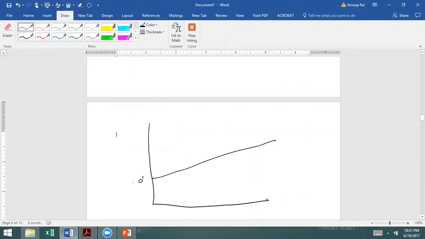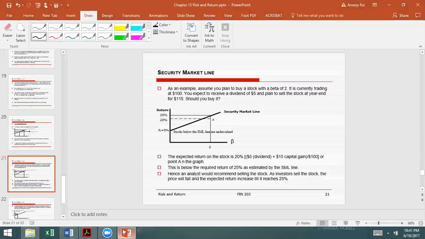Remember, the intercept is the risk-free rate. When beta is 0, which is like a government bond, you should at least earn 5%. Now, let me give you an example. Say you plan to buy a stock with a beta of 2. It is currently trading at $100. You expect to receive a dividend of $5 and plan to sell the stock at the end of the year for $115. Should you buy it?